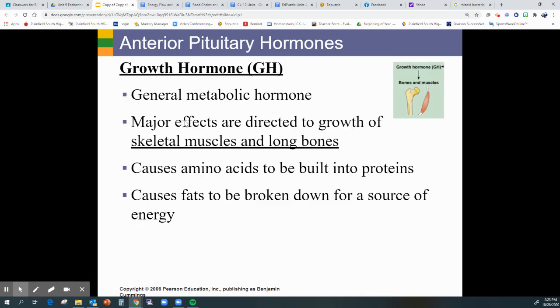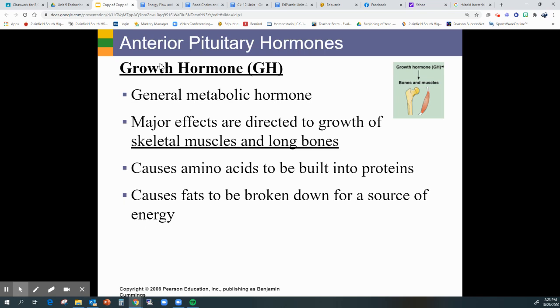The first of those hormones that we're going to talk about is the growth hormone, or GH. This one is associated with metabolism. People that have issues with metabolism, either high or low metabolism, sometimes this could be one of the issues or problems. They primarily affect both the growth and development of skeletal muscle as well as long bones in the body. So growth hormone a lot of times is something that's associated with steroids most often.